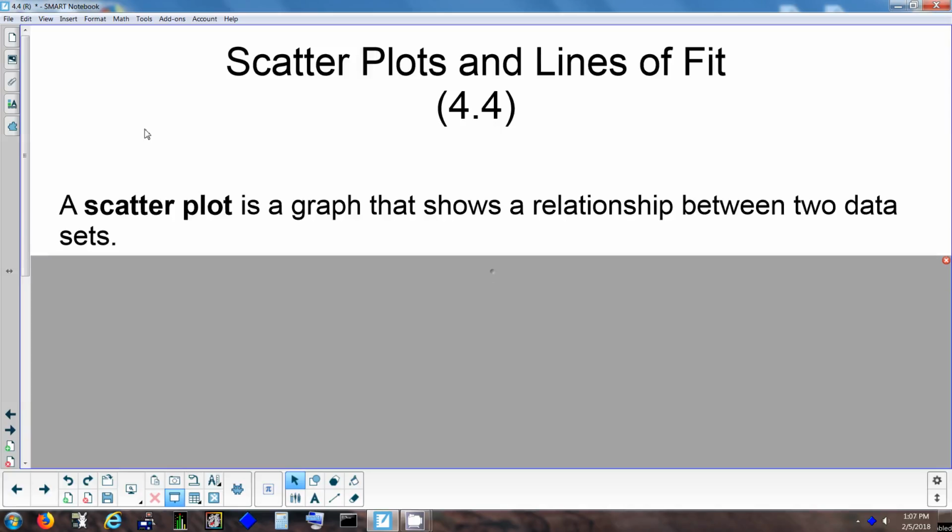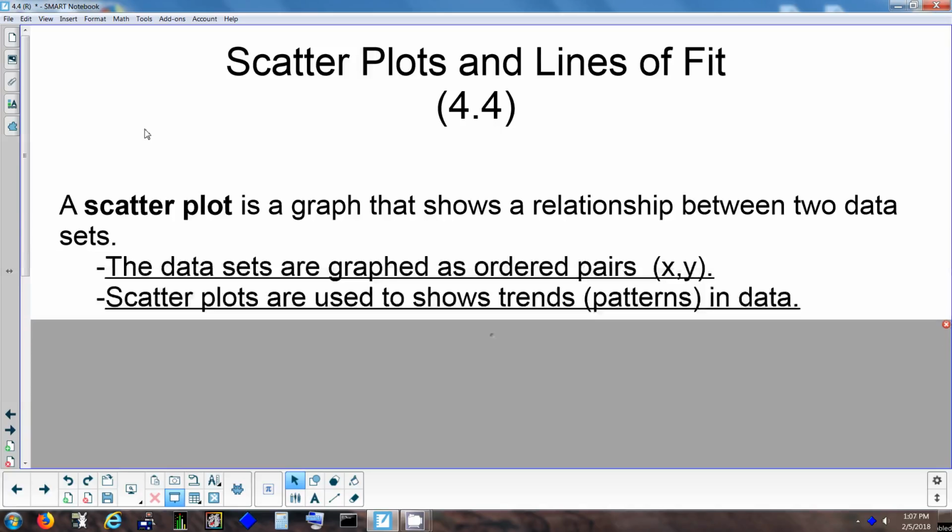Because our brains work better when we see a picture. A lot of times a picture is easier for us to understand. So the data sets in a scatter plot are graphed as an ordered pair. Another example might be, let's say X is how many hours you study, and Y is the grade you get on the test. So maybe there's a connection between how long you study and the grade you get on the test. Okay? How could we tell? We could make a picture and see if the picture looks like there's a pattern.